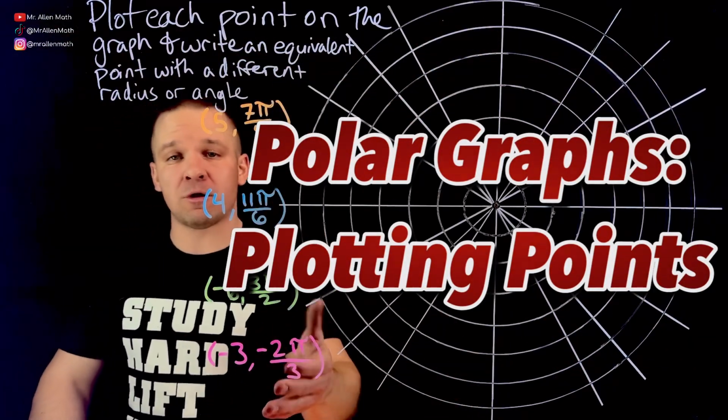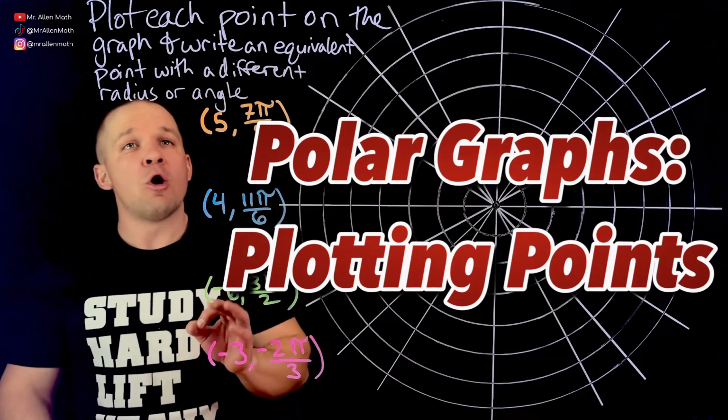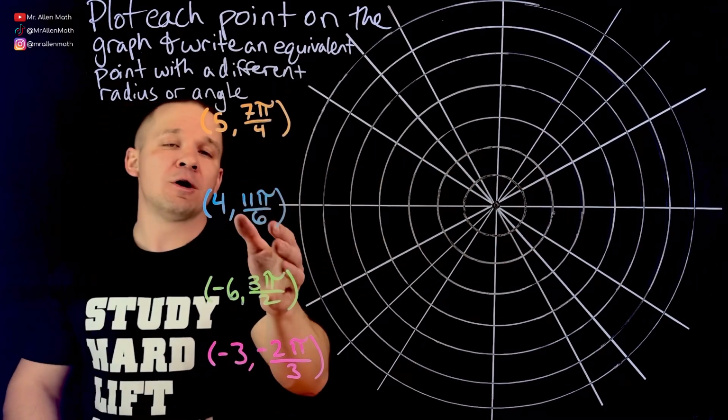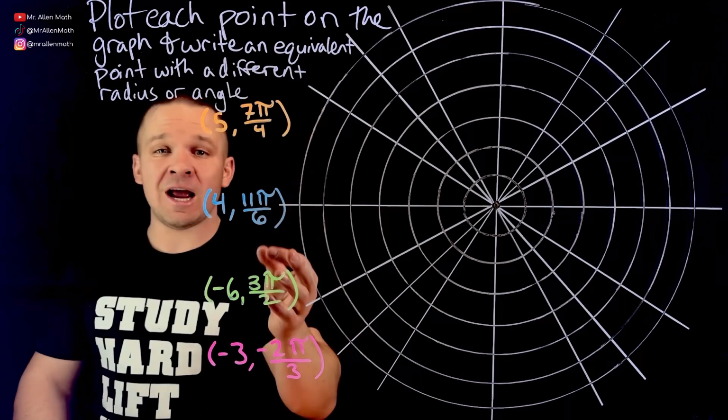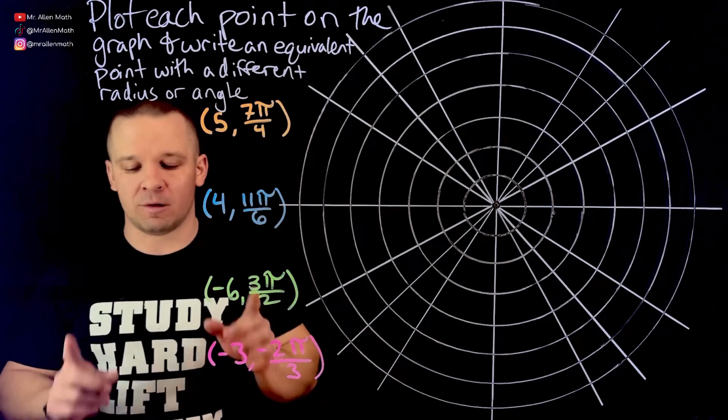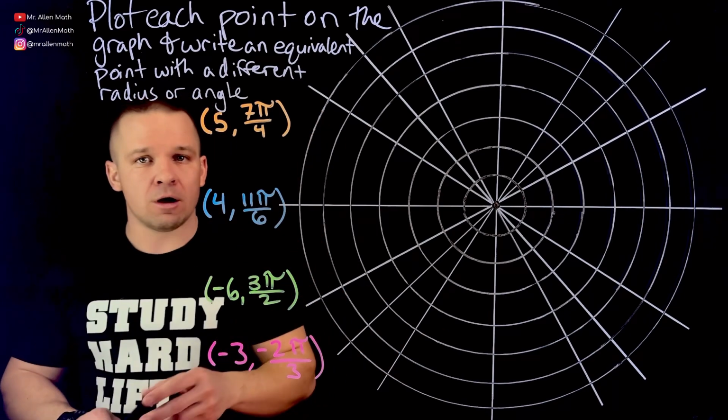We're going to be plotting these 4 different polar coordinates here in this video, and we're going to write an equivalent point with a different radius or angle. I've seen that on tests all the time where they ask you to write an equivalent one. So we'll practice both of those. But first here, polar form.